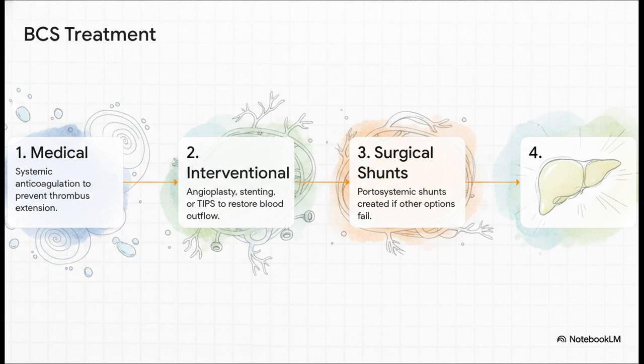If that fails to control the symptoms, or if there's a really discrete narrowing, the next step is to call interventional radiology. They can come in and do things like angioplasty, stenting the veins, or maybe creating a TIPS to decompress that portal system. Now, if these less invasive approaches fail, then surgical shunts can be considered. But for patients with decompensated cirrhosis or fulminant hepatic failure, liver transplantation becomes the final definitive solution.